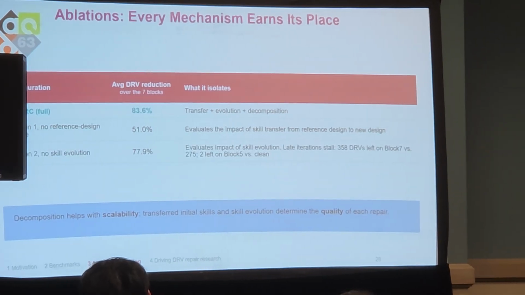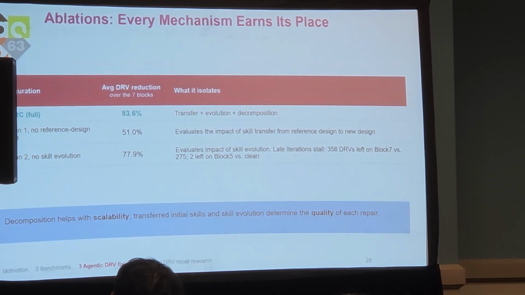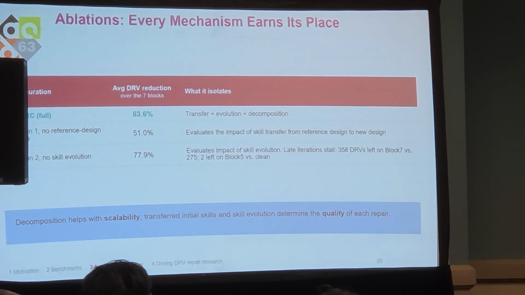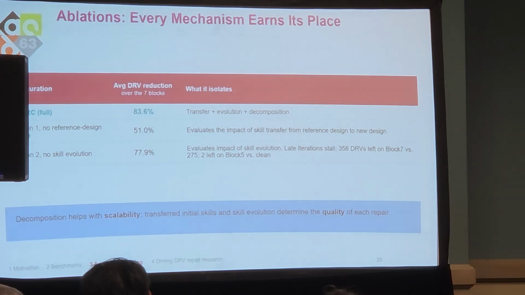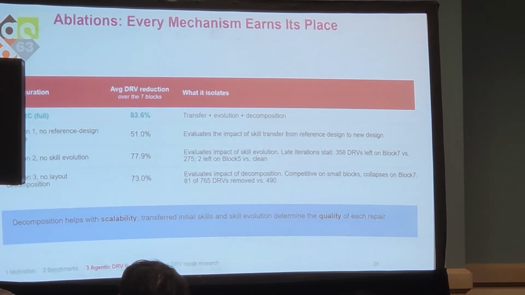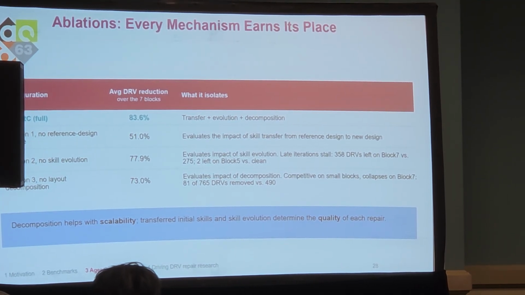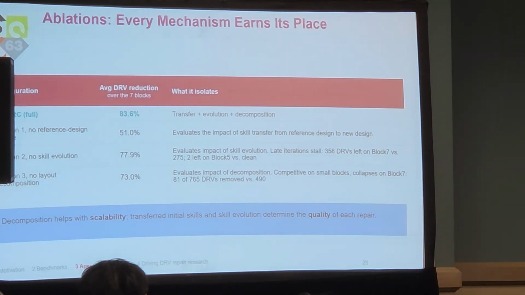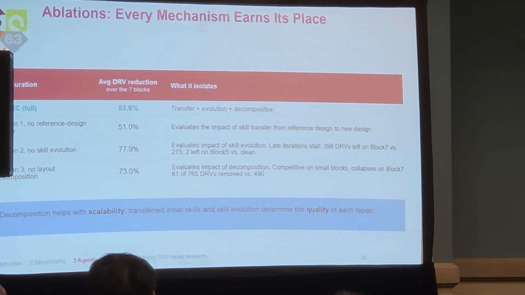We then had another ablation where we used an initial skill file from the reference design, but we did not allow it to evolve over time as it interacted with the new design, new benchmark. And in that case as well, performance dropped by about 6 to 7%. And the third idea was we removed that layout decomposition approach, where we eliminated the cropping strategy and tried to solve the entire layout in one go, and that brought down our performance significantly as well, which shows that each of the different components of our EVO DRC framework actually contributes to the final result.